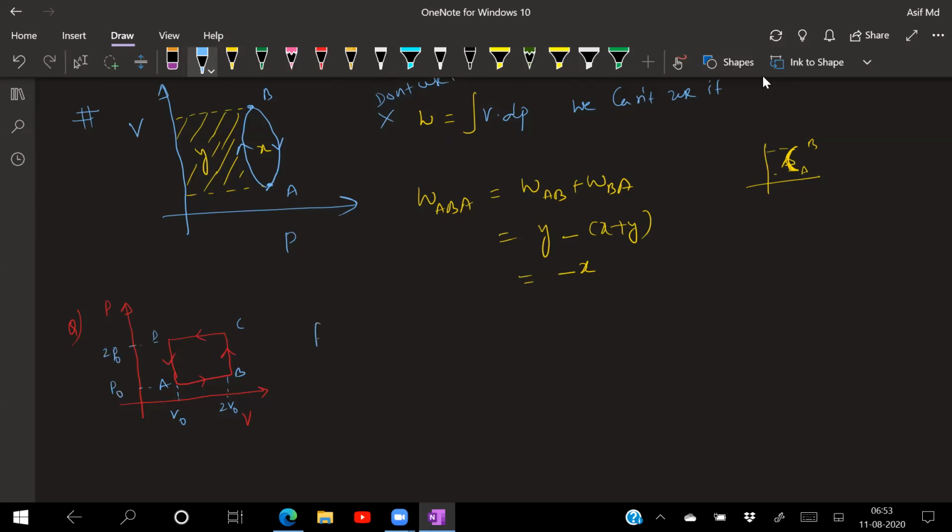The question is: find the work done for the given process. Come on, try to see it. You're going from A to B. Is it a cyclic process? Yes, sir, cyclic. So work done from A to B is how much?